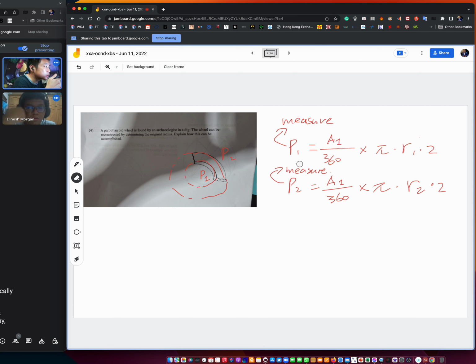Okay? It's a simultaneous equation because P1, so let's say P1 you measure is 50, okay? And then P2 you measure is 60, right? So this is equation one, this is equation two. So how many unknowns you have? You have R1 and R2. Well, A1 and A1 they are the same.